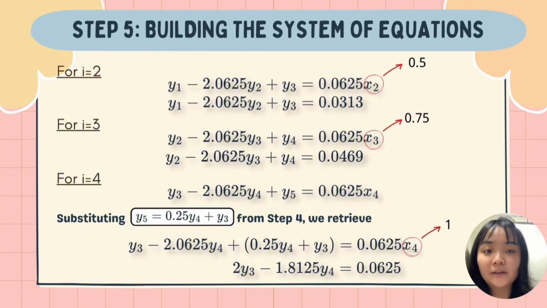Therefore, all 5 equations are obtained and can now be written in matrix form and solved using the Thomas algorithm in the next step.